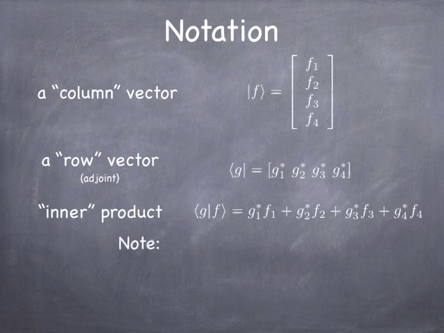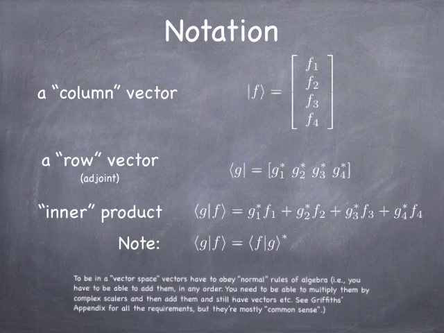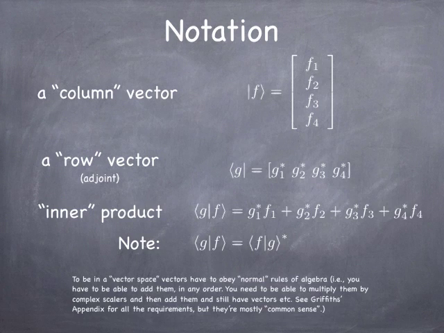I want to point out something: when you compute the inner product of g and f, as a dot product, it's the complex conjugate of what you get if you compute the same inner product in the opposite order, f on g. To be a vector in a vector space, vectors have to obey normal rules of algebra. You need to be able to add them, multiply by complex scalars, and then add them after you multiply by complex scalars. So it's the standard rules to be a vector space. You should check in Griffiths and see what the details of those rules are, but they're basically commonsensical rules of algebra that we already know.